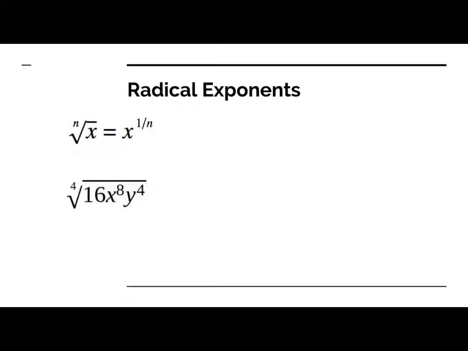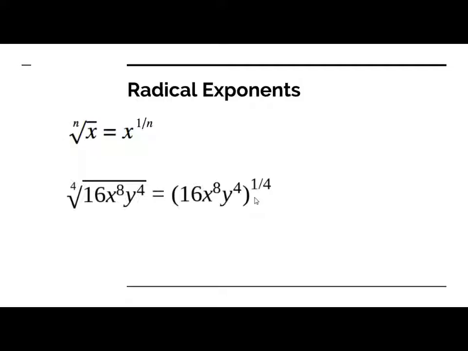So if we have the fourth root of 16 x to the 8th, y to the 4th, a different way of writing this, if we wanted to try and simplify this down a little bit, is to change that fourth root into an exponent that's a fraction. Since it's a fourth root, it becomes an exponent of 1/4. So again, we're not doing anything with the 4. We're not multiplying or dividing. We're just rewriting it in a different way.